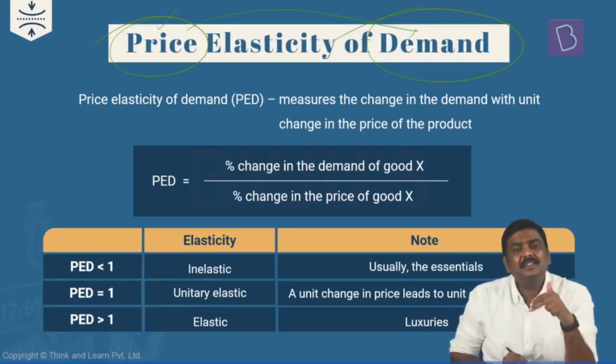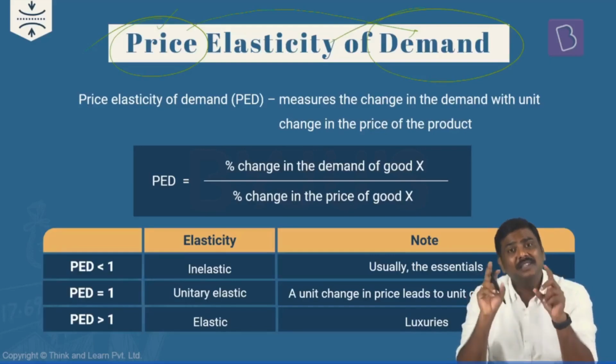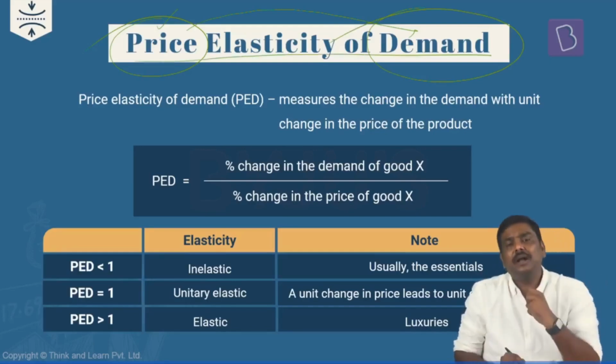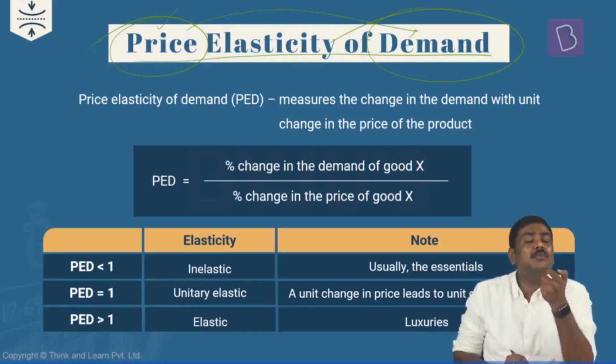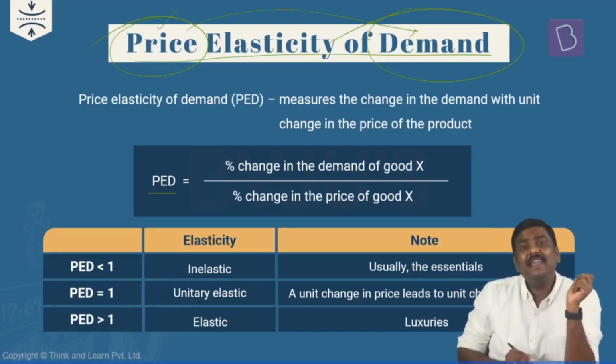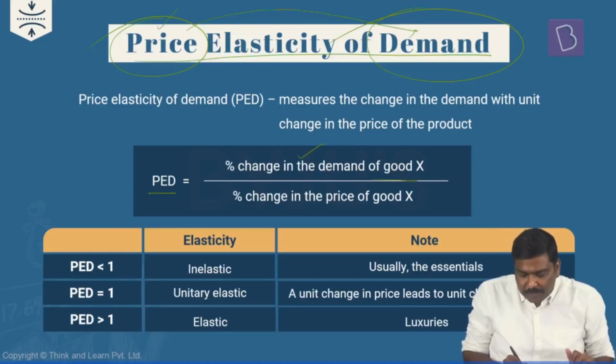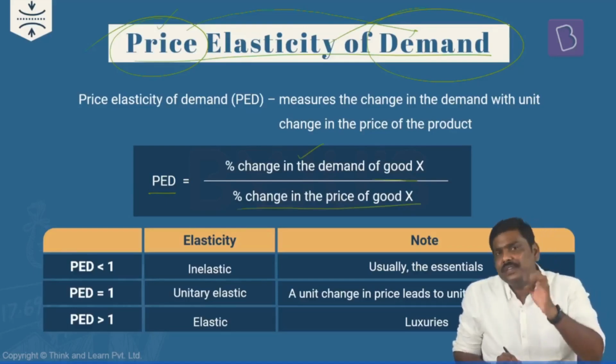If that takes place and the measurement is done, such measurement is referred to as the price elasticity of demand. And the representation or the formula for this is PED is equal to percentage change in the demand of a good X divided by percentage change in the price of the good X.